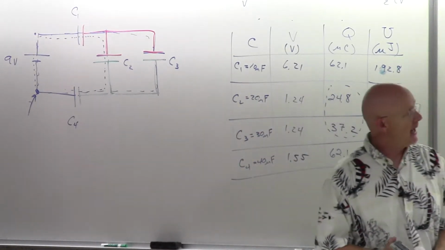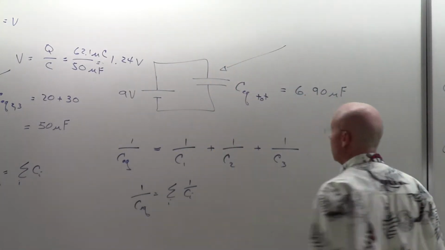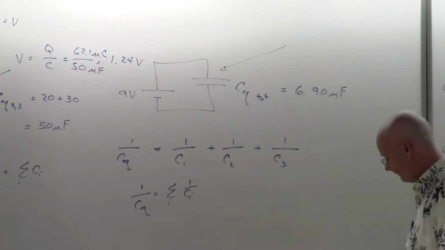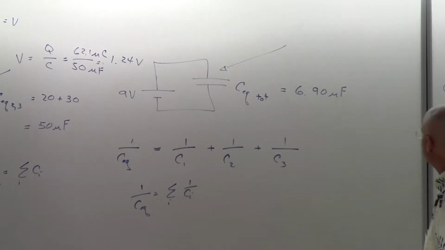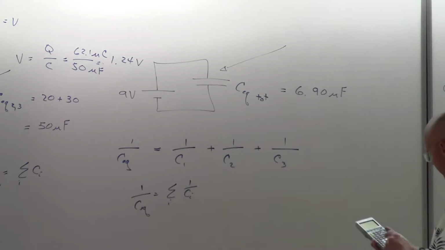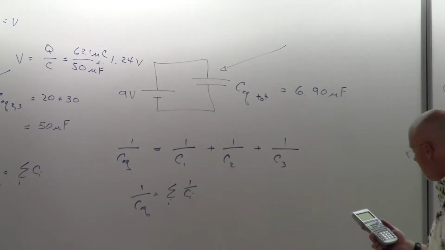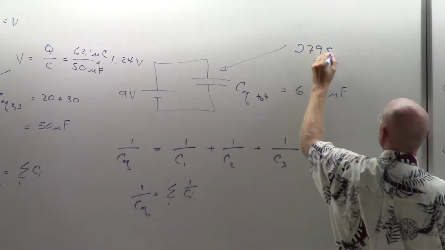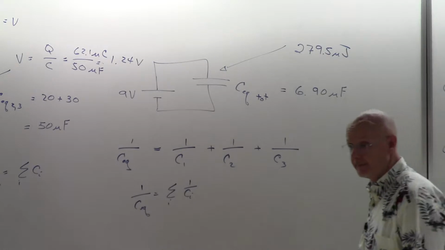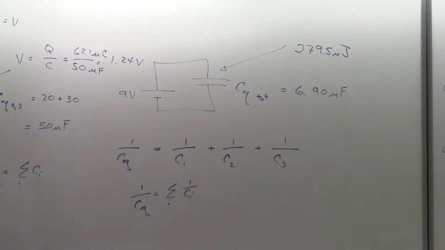Now, just out of curiosity, how much energy is on this equivalent one? Well, 1/2 times C, which is 6.9, times the voltage, 9 squared, equals 279.5 microjoules of energy. And I bet if I add these together, I will get the total energy stored in this circuit.